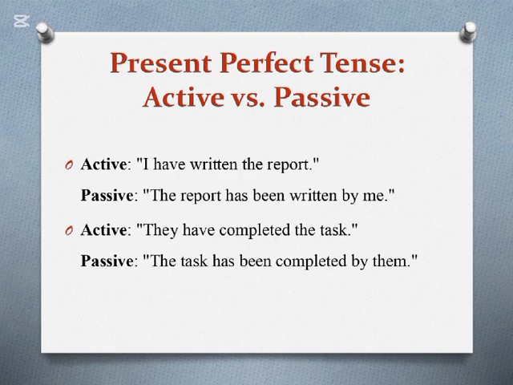Present perfect tense, active versus passive. Active: I have written the report. Passive: The report has been written by me. Active: They have completed the task. Passive: The task has been completed by them.